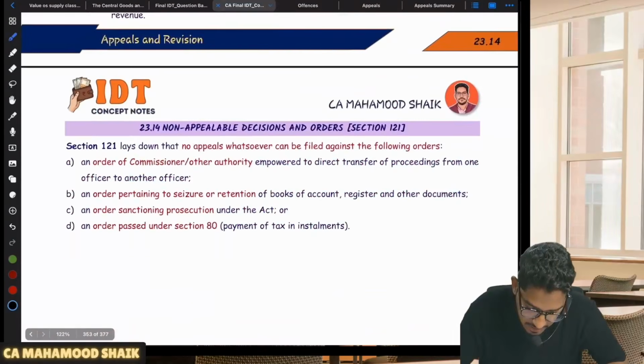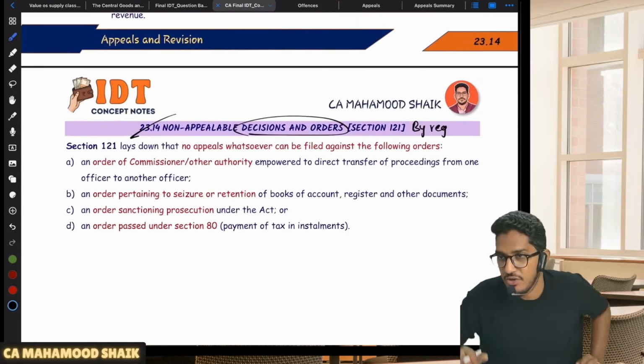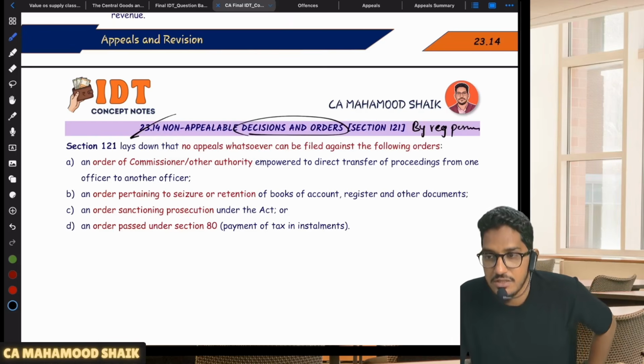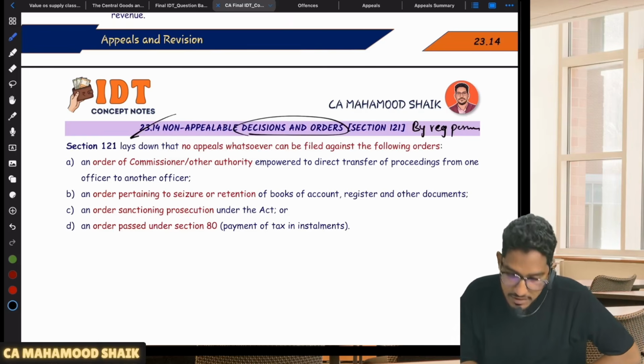Before that, let us come here. Non-appealable decisions and orders. Section 121 is by the registered person. I told you 4 cases already, right, which are not appealable. Those are not appealable by the registered person. The registered person or taxable person can't go for appeal on these 4 matters. What are those 4 matters?